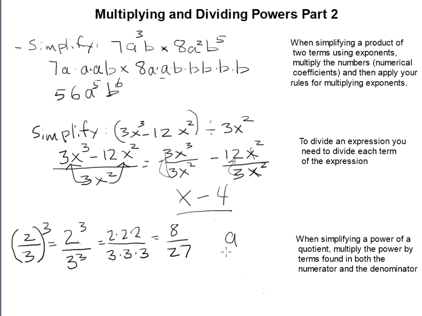And you can show, using just simply variables, you can show that like so, where you're going to take the m, in this case your exponent, and multiply it by each term in your numerator and your denominator.